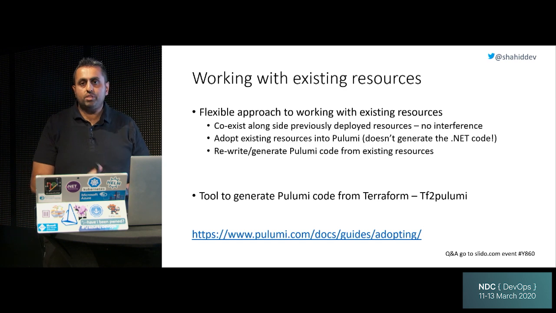What you can also do is adopt existing resources. Now, this doesn't generate the .NET code for you, unfortunately, but what it does let you do is essentially reference that resource and then use it in some of the other code examples and let Pulumi take over the lifetime of that resource. Then the final option is you either rewrite or you generate your Pulumi code if you are using something like Terraform. There's a tool that generates Pulumi code from Terraform, and you can have a look at that. Now, I don't think I've done this topic justice. There was a guide published literally a couple of days ago, which is fantastic, and I'd recommend having a look at that if you're looking at adopting this.